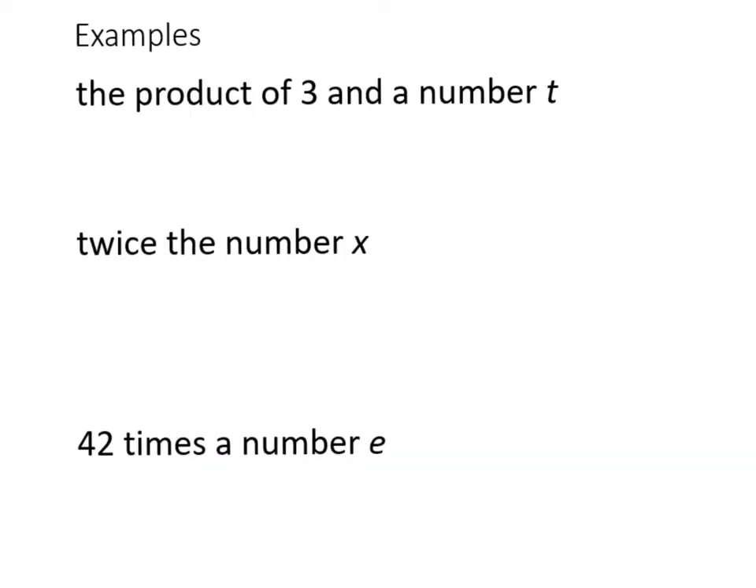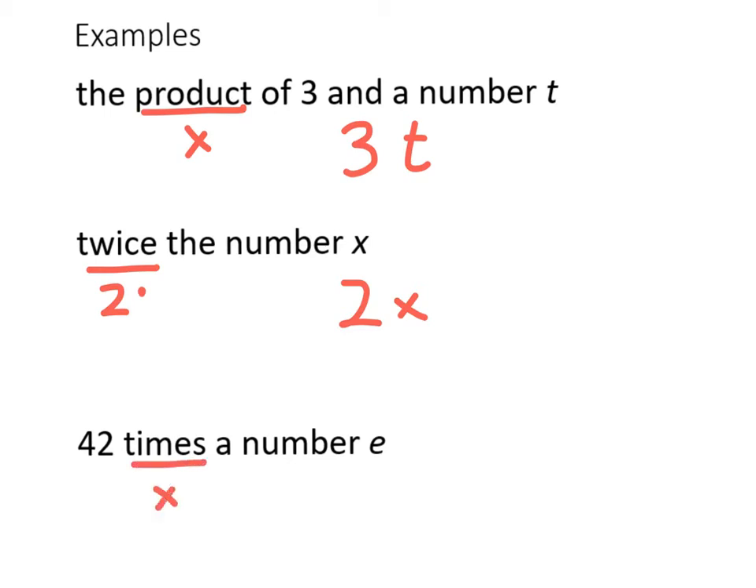The next example says the product of 3 and a number t. The term product means we're using multiplication. So our algebraic expression would be 3 times t or 3t, because we just write them next to each other. The next one says twice the number x. Twice indicates that we're doing 2 times a number. So our algebraic expression would be 2x. And the last one, 42 times the number e. The term times means that we're using multiplication. So our algebraic expression would be 42e.